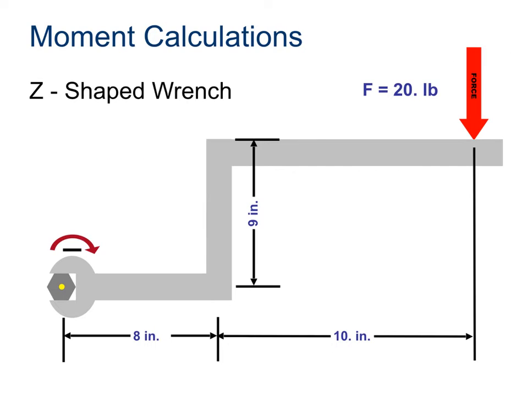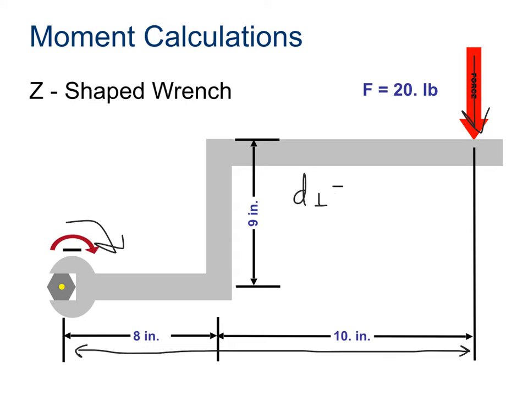Let's take a look at a Z-shaped wrench. So again, I've got a force pushing down. It is clockwise, so it is negative. And I have to figure out what my distance is that is perpendicular to that. So since the force is pushing downward, the distance is going to be running in the horizontal, but it has to be the entire thing. So my total distance here, the distance perpendicular, is 18 inches.